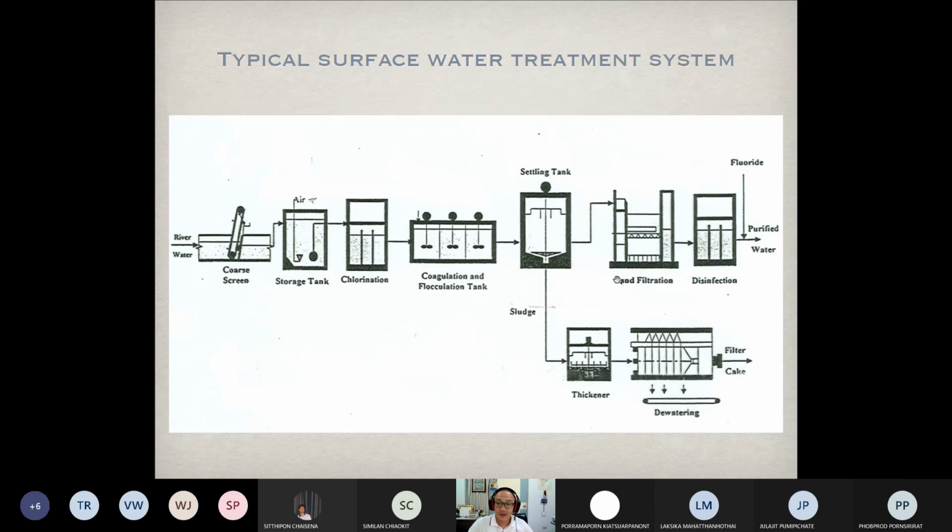So these are the flow diagrams. Things like this we normally call flow diagrams, starting from the first unit operation, followed by the second, the third, and ending up with the treated water. This kind of figure we normally call a flow diagram.